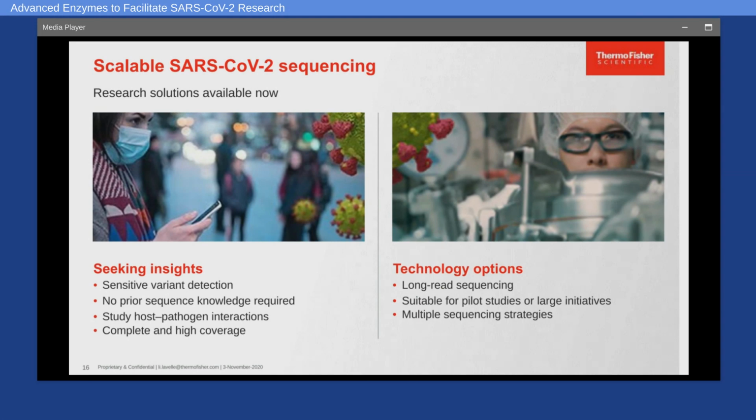Deep sequencing plays a critical role in SARS-CoV-2 research. It offers single-base sensitivity to investigate virus variants. There's no prior sequence knowledge required compared to PCR-based methods. It's also a common method to study host-pathogen interactions with complete and high coverage. Researchers can choose whole genome sequencing or targeted sequencing, NGS, or single molecule sequencing. The scales of the studies can be large or small.